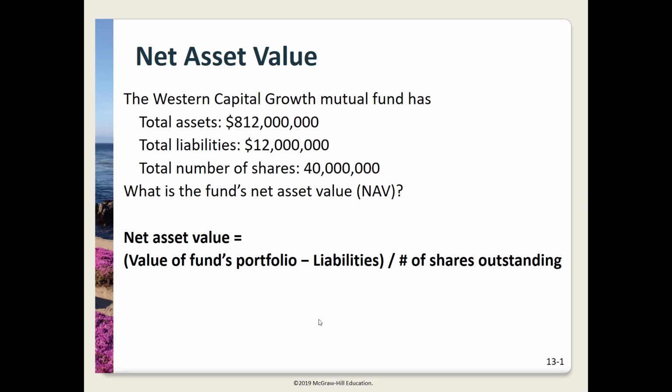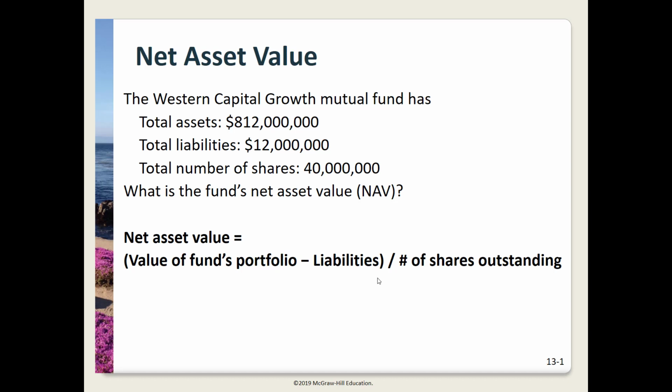In this video, I'll be going over some of the calculations as it relates to mutual funds. So here we're going to be looking at net asset value. The Western Capital Growth Mutual Fund has total assets of 812 million, total liabilities of 12 million, and total number of shares of 40 million. What is the fund's net asset value?